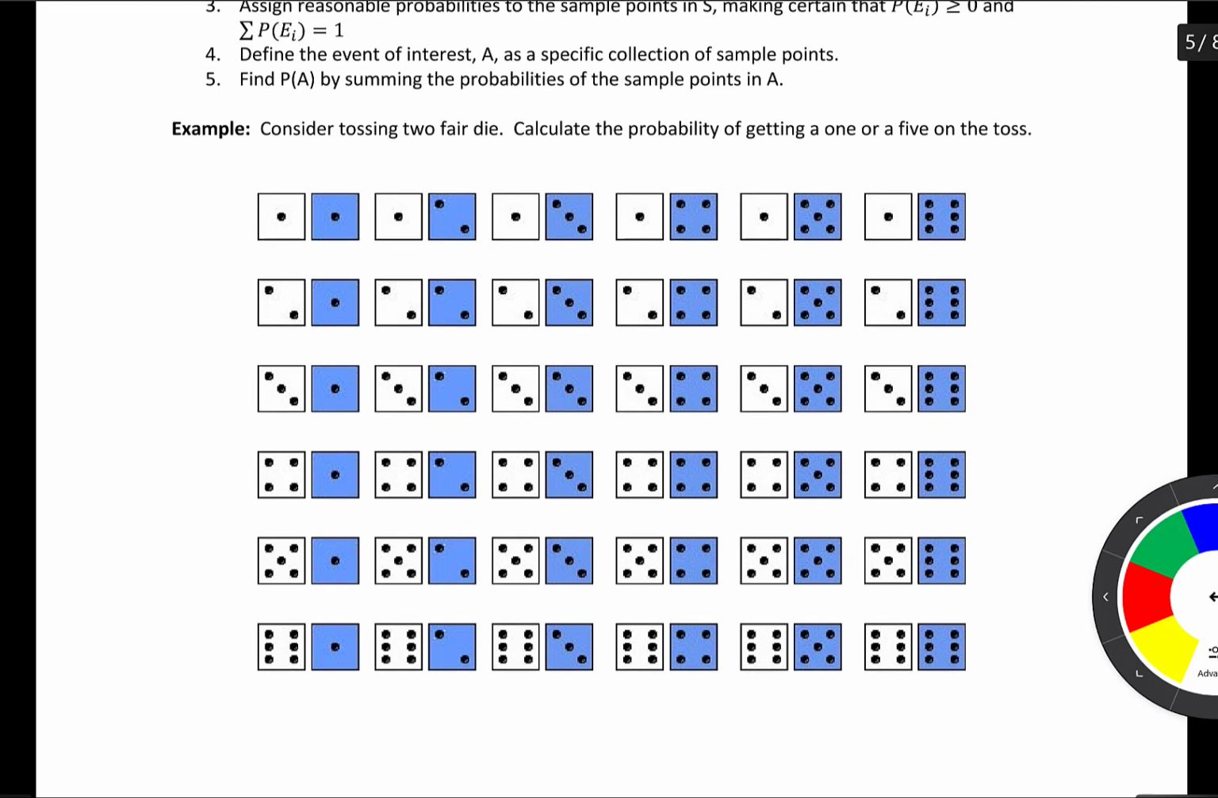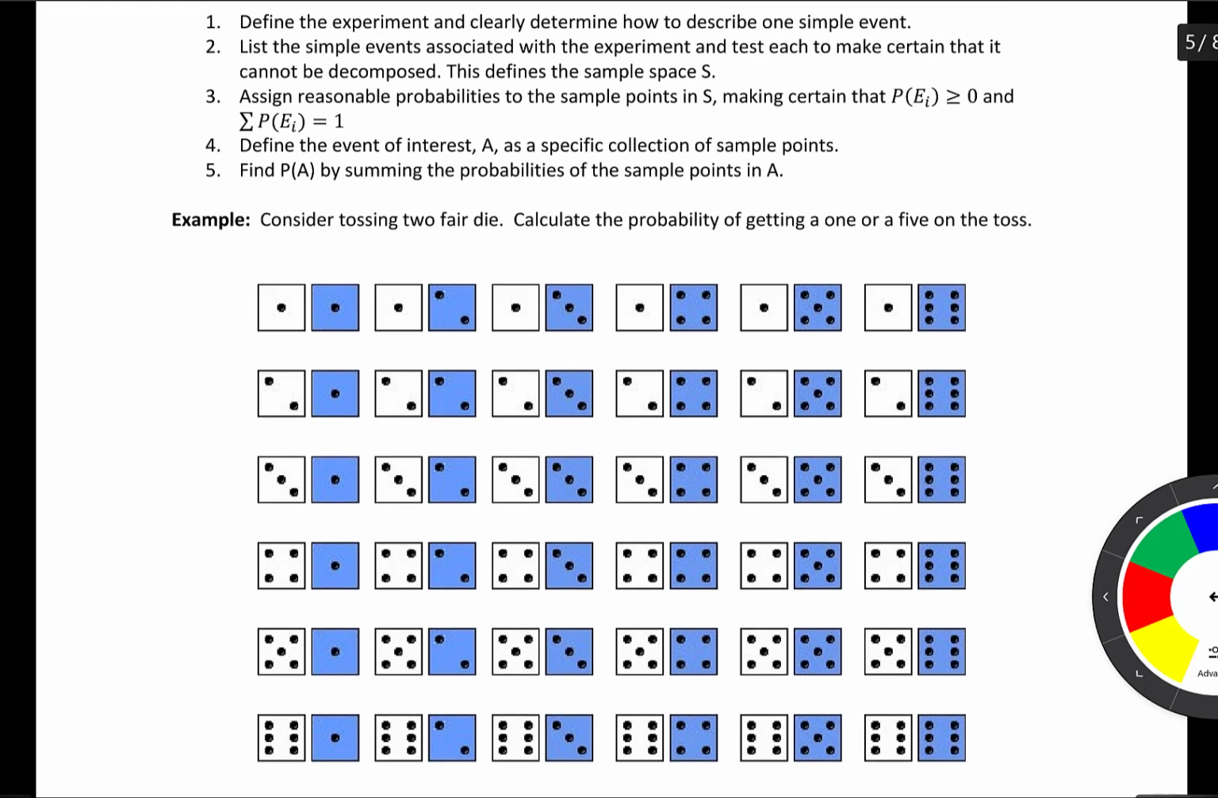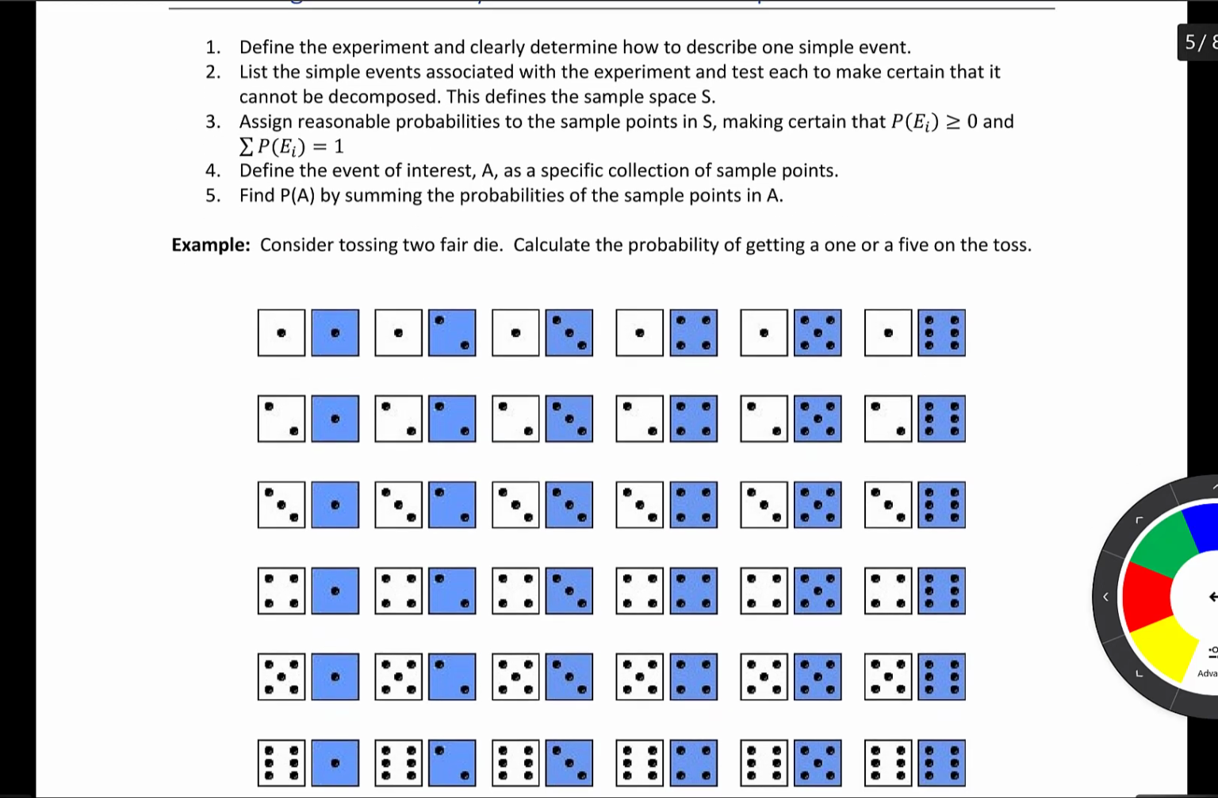So for example, suppose that we toss 2 fair dice, and we want to calculate the probability of getting a 1 or a 5 on the toss. So here our experiment is we're going to toss 2 dice, and so notice the simple events here are going to be the faces on those 2 dice. Next, we're going to list the simple events associated with the experiment.